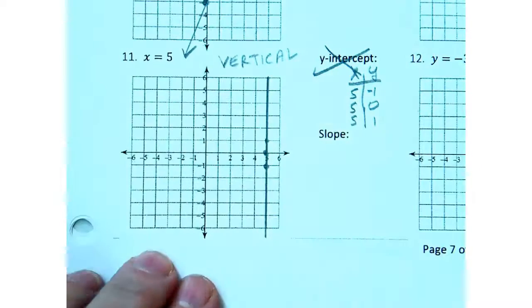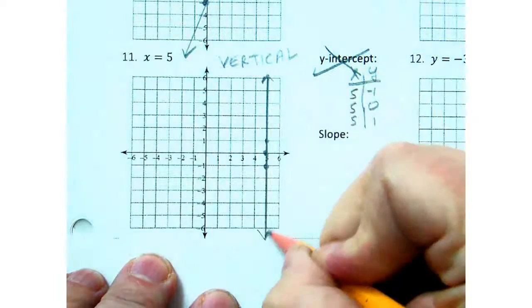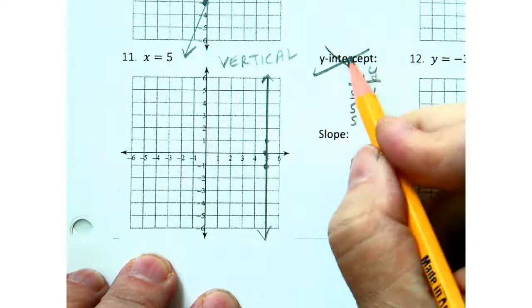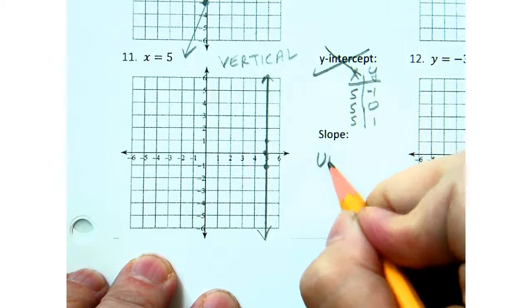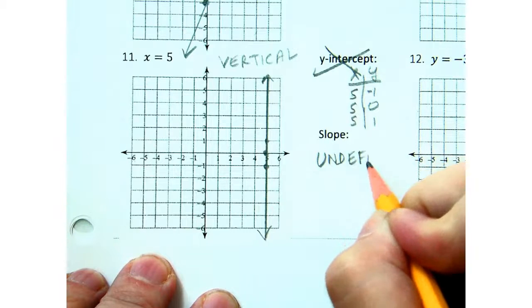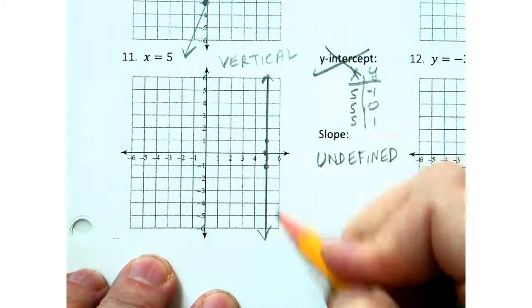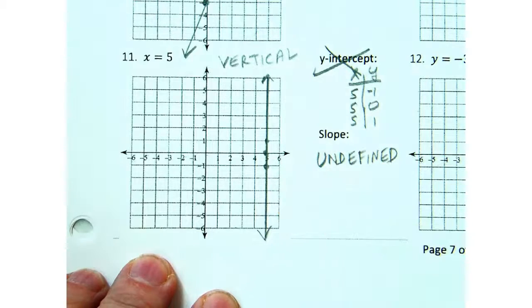The slope of a vertical line is undefined. This is because the run is 0 and we cannot divide by 0. So our slope is undefined. Anytime we have x equals a number, we get a vertical line with an undefined slope.